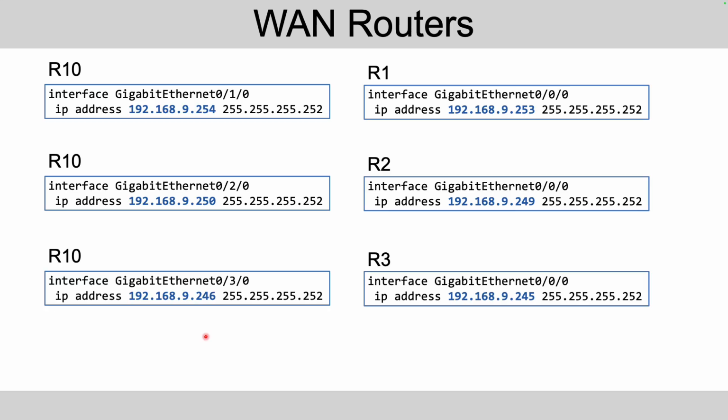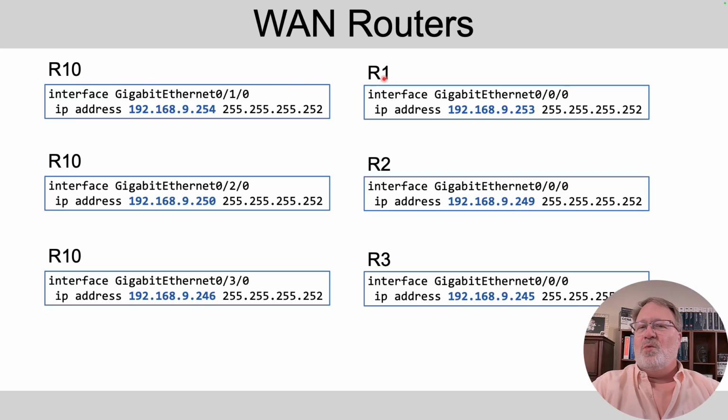Now, how about those WAN links? Well, we've got 3 WAN links, R10 to R1 on that WAN link. We've got the 192.168.9.254 address with the lower .253 address over on the right on R1. The center WAN link ends in .250 with the one lower address .249 on R2 on the right, and then same pattern per the exercise instructions at least. .246 on the left on R10 with .245 on the right on R3.